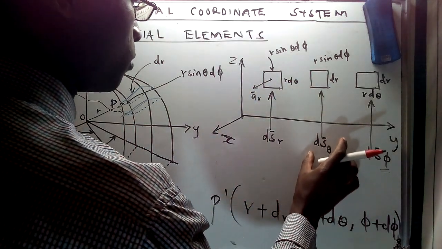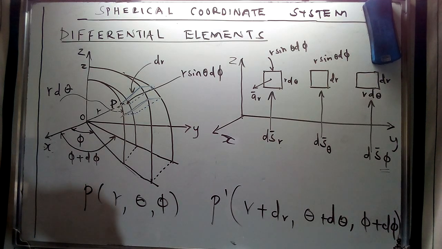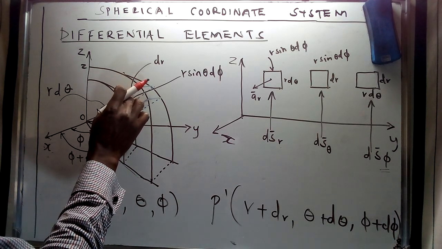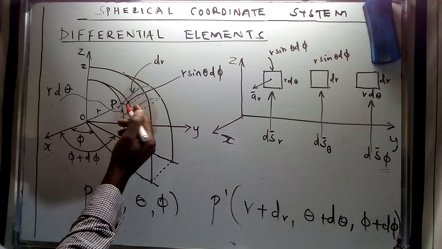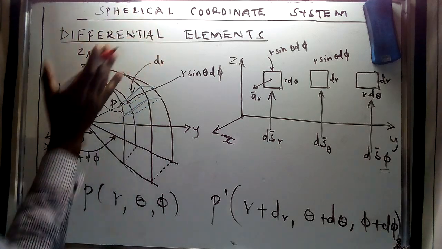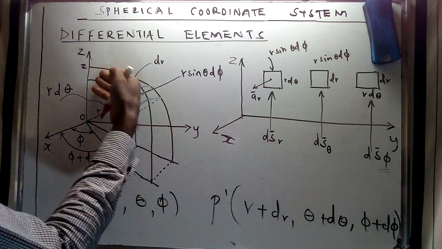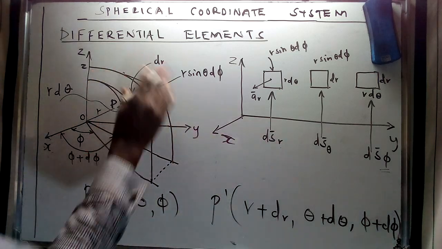The second one is going to be ds theta, which is going to be represented using dr and then this extension, so it's going to be the surface that is going to be oriented along this direction. So the first one for the ds r is going to be this surface that is going to be oriented in the inner side of this specific surface.